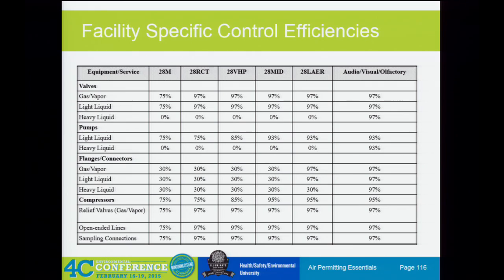Definitely, if you are trying to get below major source thresholds, call your state agency, somebody in the permitting group, and see if they have any guidance on calculating using control efficiencies and what they will accept and won't accept.